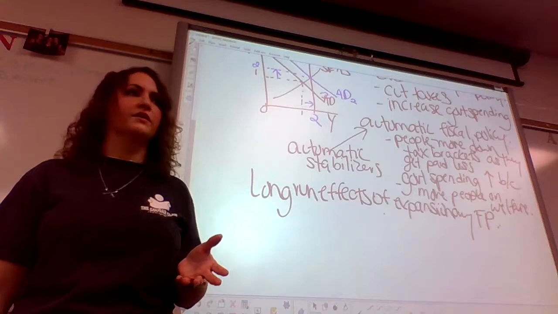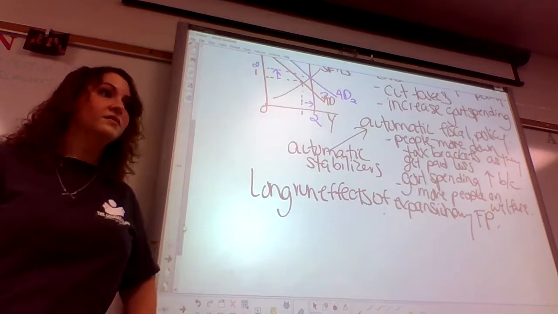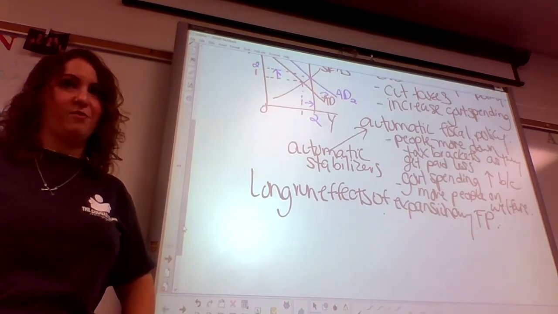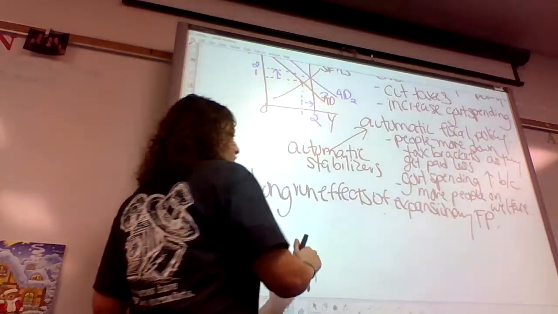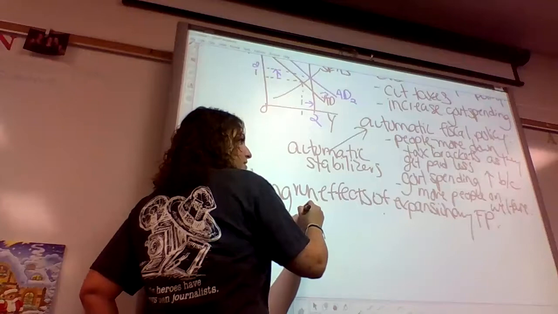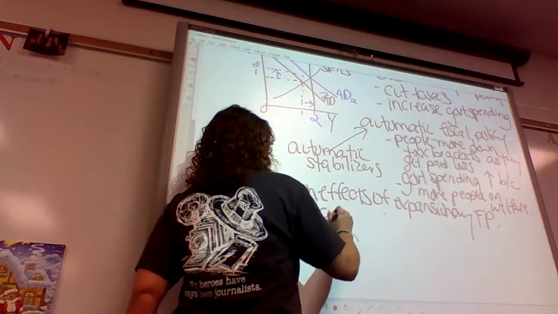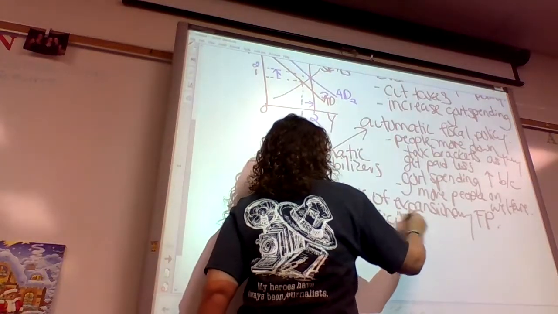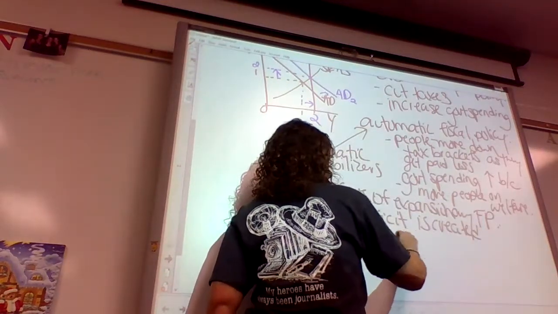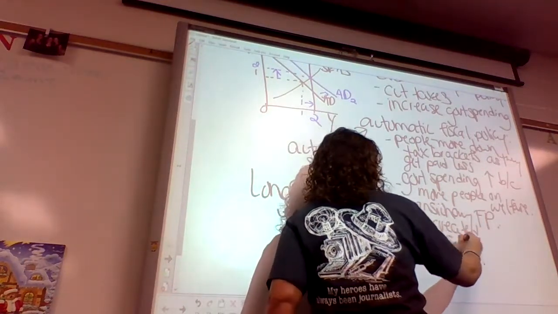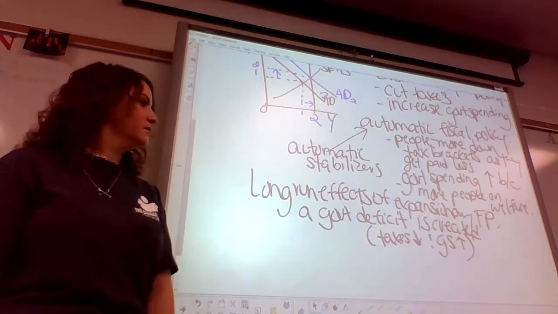What graph are we talking about here? Loanable funds. I heard a couple people mention loanable funds. It was Sarah. Okay, so the long run effect of fiscal policy is that a government deficit is created. That's because taxes are low and government spending is high. That is what a deficit is: when the government spends more money than it collects in taxes.